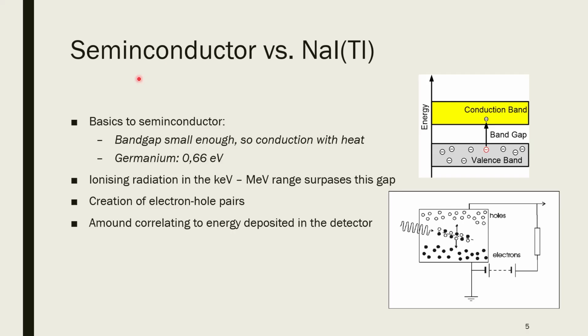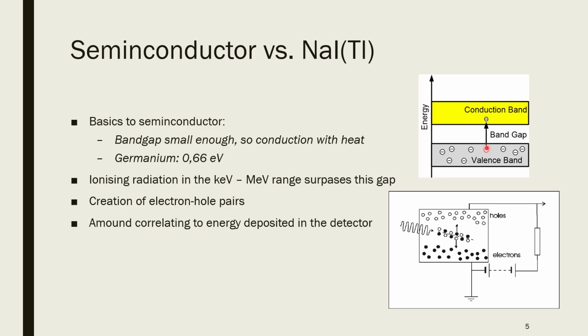Okay, let's address a very typical exam question. Please compare the semiconductors versus scintillation crystals. So, if you take a semiconductor in general, like silicon or germanium or arsenic, for example, they have a band gap between the valence band and the conduction band. The band gap is very small, but it's there, meaning that they do not conduct electricity just on their own.